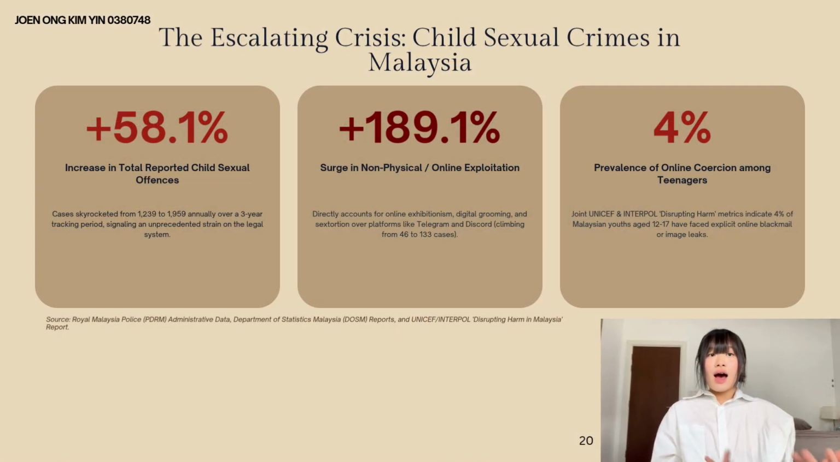Let us anchor this in hard statistical reality. According to administrative records from PDRM and the Department of Statistics Malaysia, total child sexual offences rose by 58.1% over a 3-year span. More alarmingly, non-physical cyber exploitation skyrocketed by a staggering 189.1%. When you pair that with UNICEF and Interpol's finding that 4% of Malaysian teenagers have faced explicit online coercion, the conclusion is clear. Online platforms are now the primary hunting grounds. This statistical explosion is precisely why Section 15B is vital.